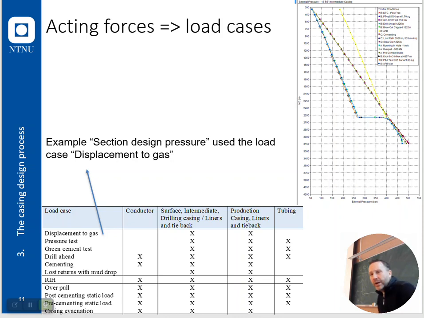And you see here, there's a difference between all the pipings. Some of the cases and scenarios are not valid for all the different scenarios that we're talking about. Displacement to gas, we don't do that for a conductor, or basically surface casing. We don't.